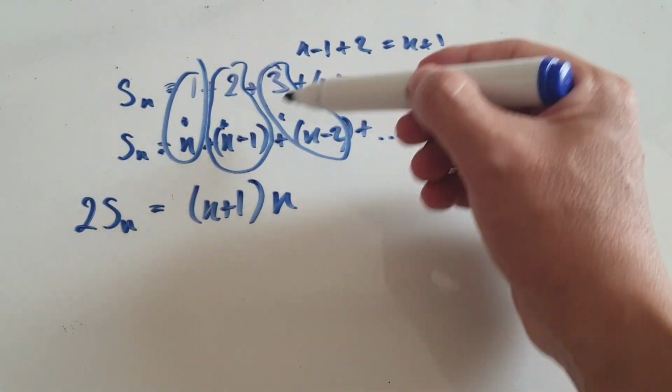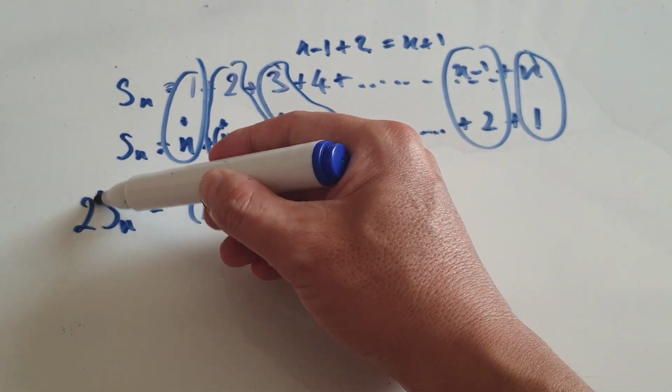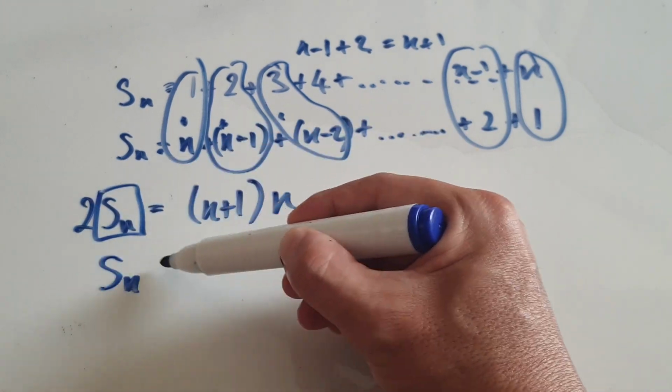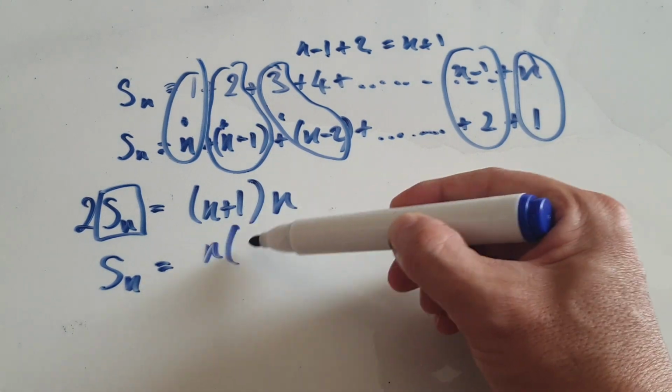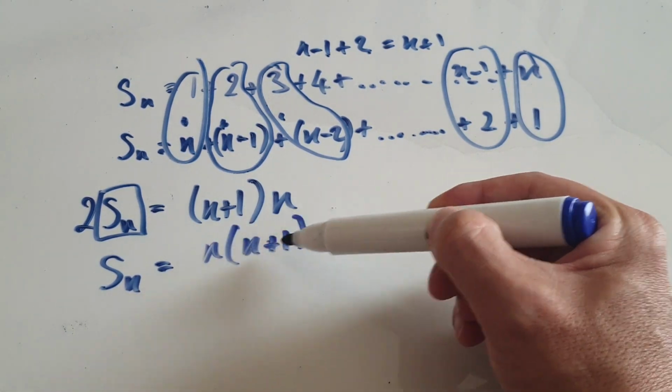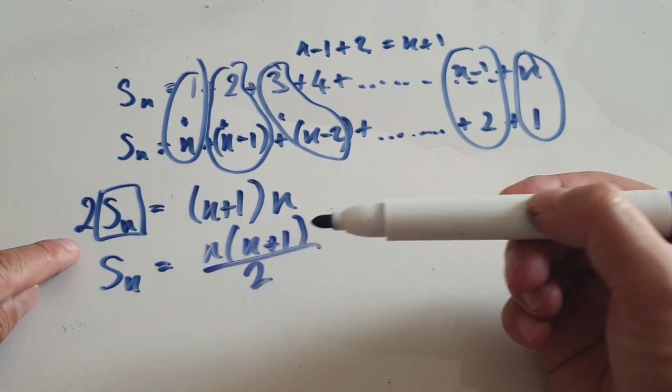So adding the two equations together will give you this, but you want this Sn on its own. So Sn equals, I'm just going to switch these two around so it looks nicer, n plus 1, and then over 2 because of this 2.